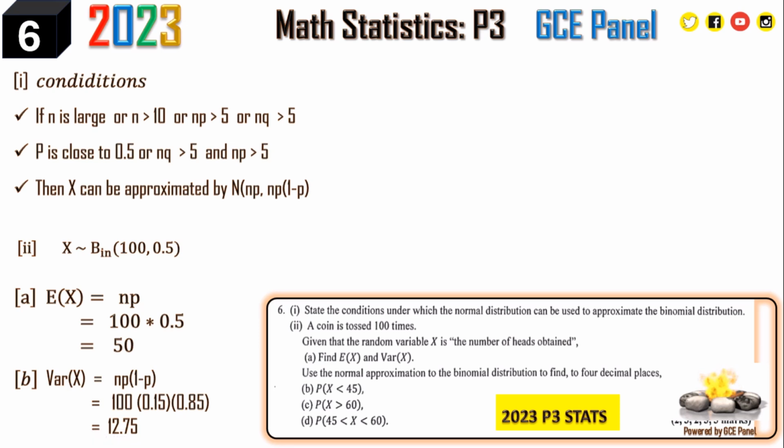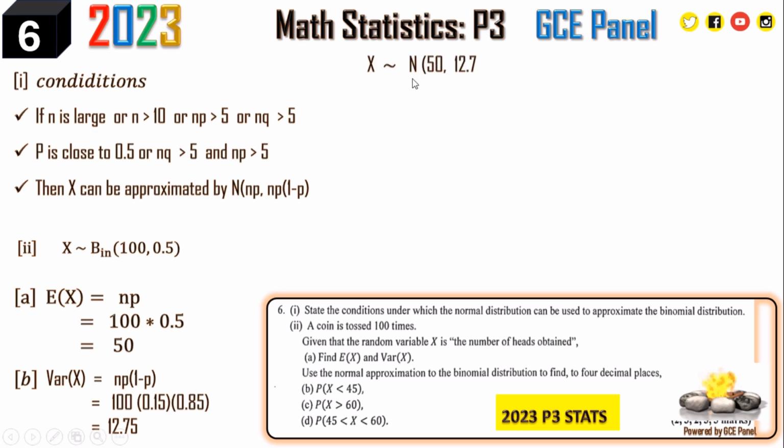The variance is 12.75. Now, they want us to use the normal approximation to this binomial distribution to find, to 4 decimal places, the following. So first of all, we are going to transform this binomial into a normal distribution. So let's see how the transformation works.